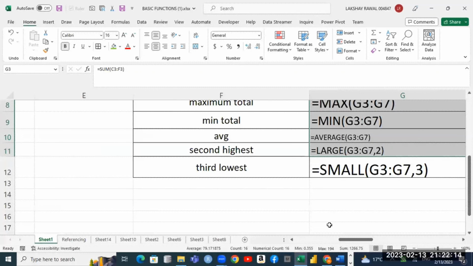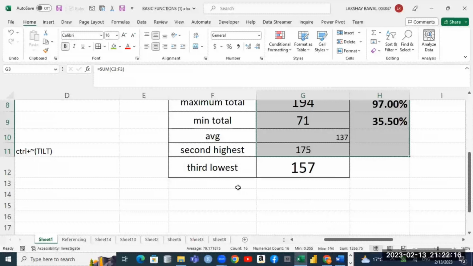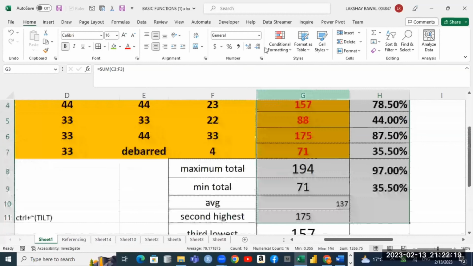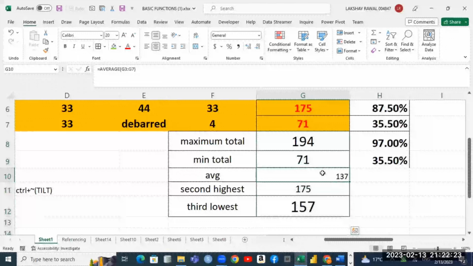If you press Control with tilde again, it will come back to normal mode. So make sure that after doing this, you press Control with tilde again to come back to the normal view.